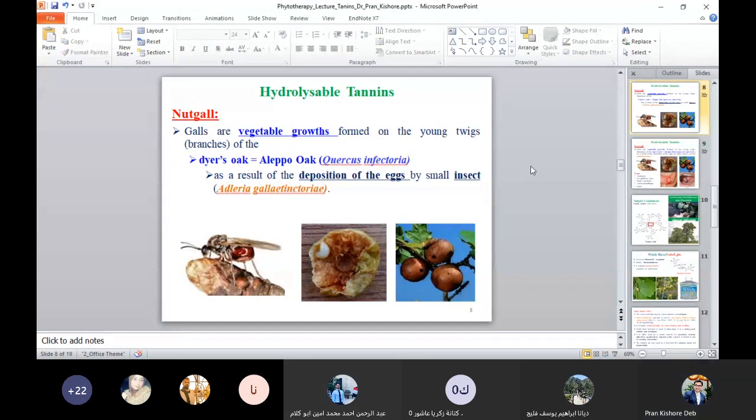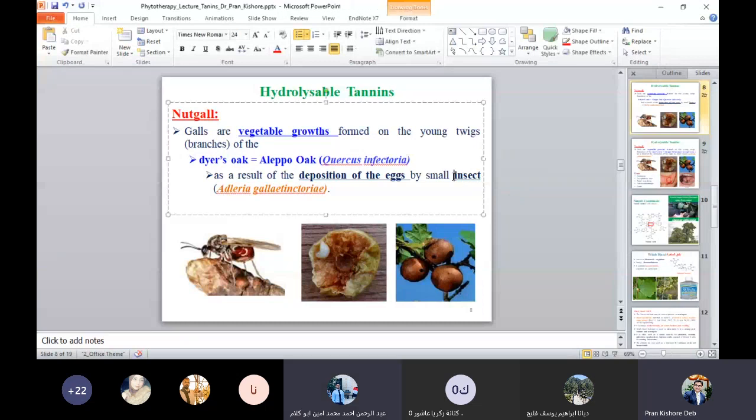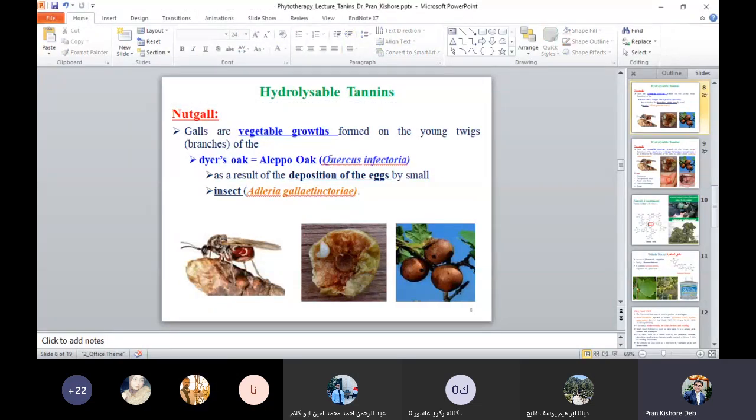Okay. Good. Don't get messed up with these two names. You need to remember which name is for what. Insect name is, maybe I can make one more, this one. So this makes more sense now. Insect name is Adleria tinctoria. Plant name is Quercus infectoria.